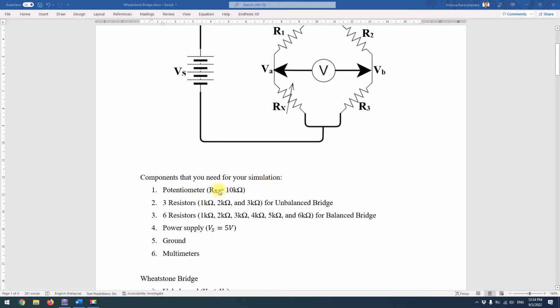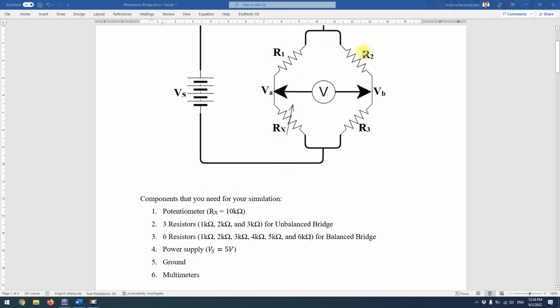A 10 kilo ohm potentiometer. For the unbalanced bridge, we have three resistors: 1K, 2K, 3K. For the balanced bridge, we have six resistors ranging from 1K all the way to 6K. And as I said, 5 volts as our power supply, a ground, and multimeters to measure across R1, R2, R3, Rx, and also the point VAB.